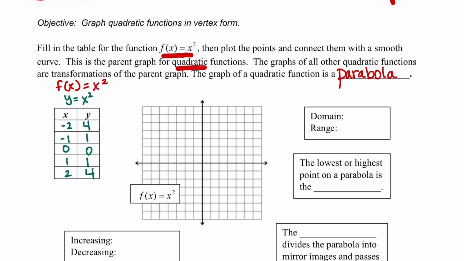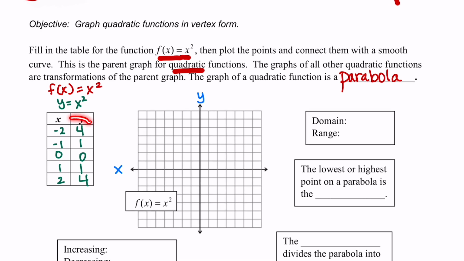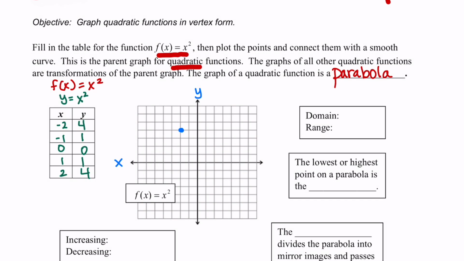Now we're going to take all of these points and graph them. If we have the point -2, 4, we're going to go to the left 2, 1, 2, and then up 1, 2, 3, 4, and this would be the point of our graph. Then we have the point -1, 1. We go to the left 1, up 1. We have the point 0, 0. We have the point 1, 1, and the point 2, 4. Now we're going to take these and complete the curve. We just join them together to make our parabola shape.